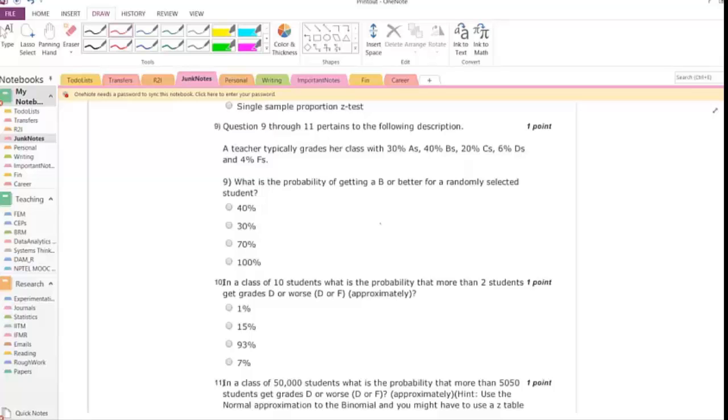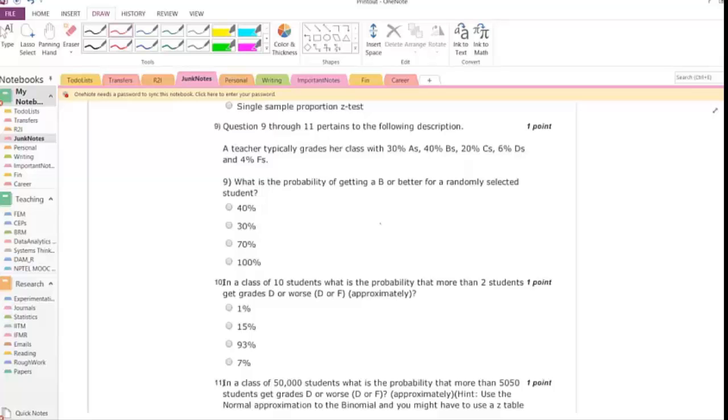With respect to question 10, in a class of 10 students, what is the probability that more than 2 students get grades D or worse? Because it's again presented as D or worse, there are only 2 possible outcomes. Either it's D or worse, which means you get a D or F, or it's the other way around, which is better than D, so the probability of being A, B, or C. So there are only 2 classes, and it becomes kind of like a Bernoulli distribution. But now you're asking what is the probability that 2 people out of 10 get worse? So the way you treat this is exactly like a binomial distribution.